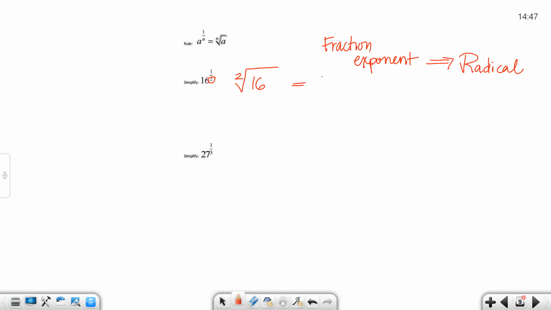The square root of 16 is 4. Okay, looking at the next one, that's a 3. The cubed root of 27 is 3. Now you'll notice that both of these had 1 in the numerator.